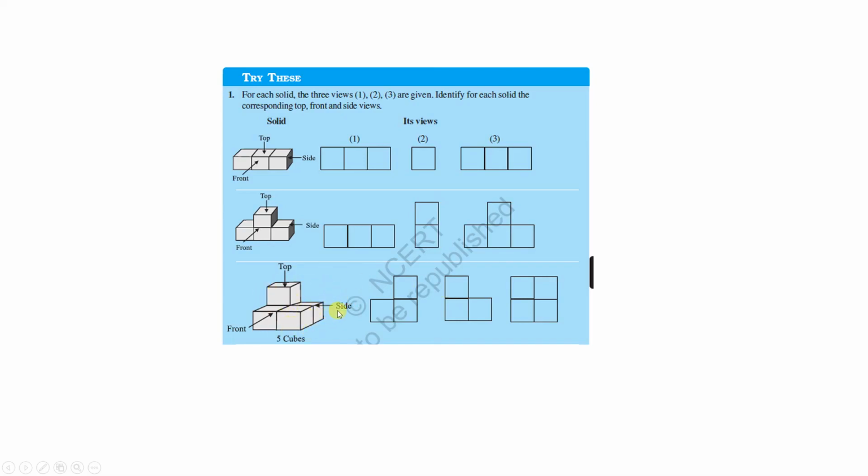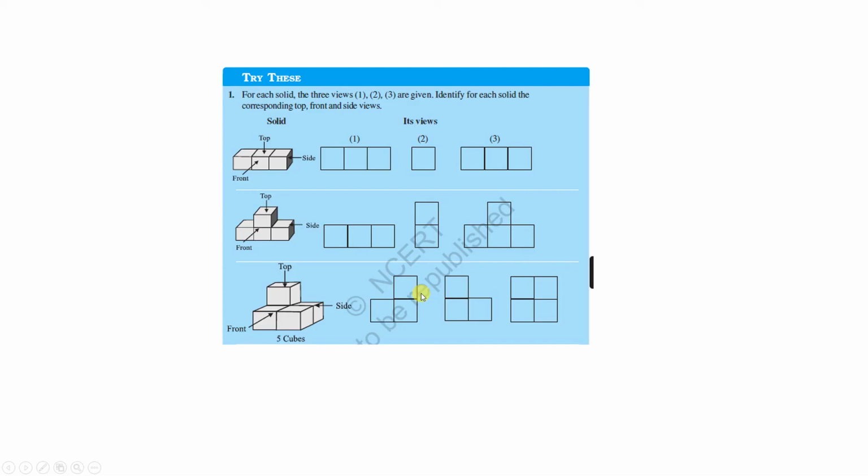When we see this solid from the side, we can see 1, 2 and 3 squares. There are 2 squares side by side, and on the right hand side square there is another square on top of it. So a total of 3 squares. So here this first view has the left and right hand side squares, and on the right hand side square on top there is another square, a total of 3 squares. So this is the side view.